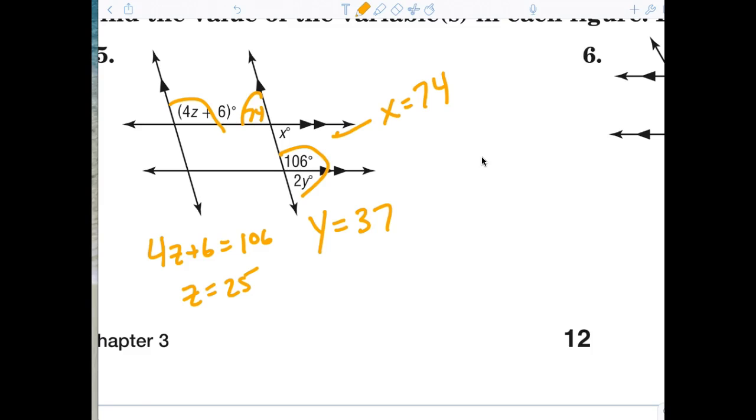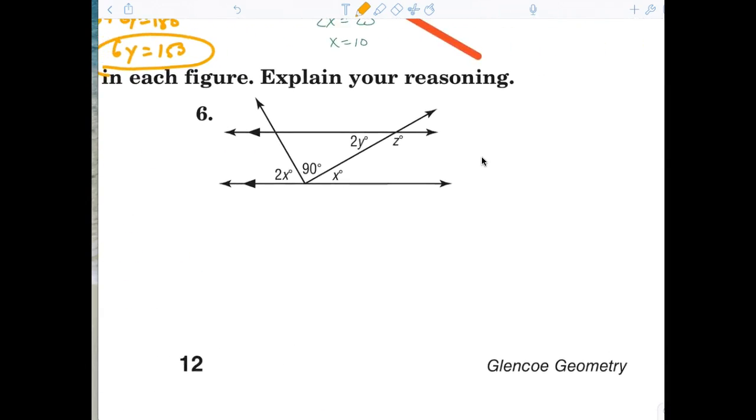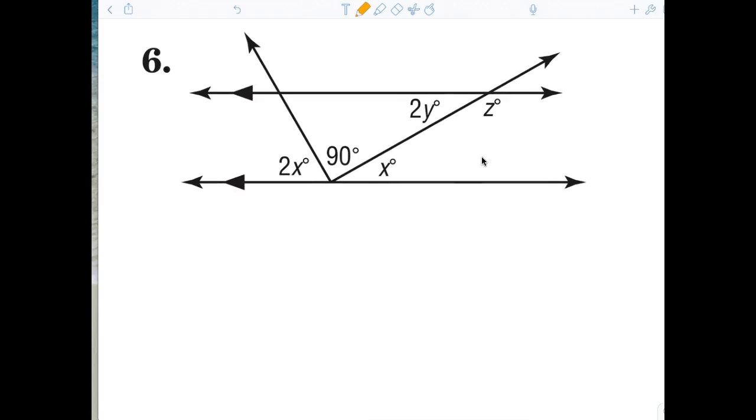All right. Anybody have any questions or concerns with that? All you're doing is just practicing knowing the relationships. All right, here we go on this one now. What's true about x and 2y? They are definitely congruent. Alternate interior, exactly.